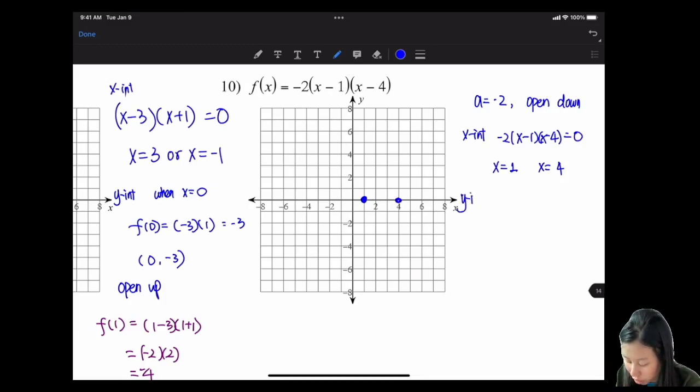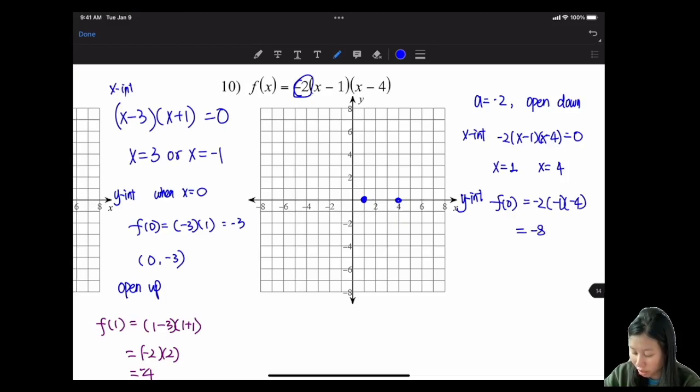Okay, the y-intercept. The y-intercept is when x equals 0. So I have f of 0 equals -2. Don't forget the -2. So 0 minus 1, -1. 0 minus 4, -4. I have -8. So that means here's my y-intercept.